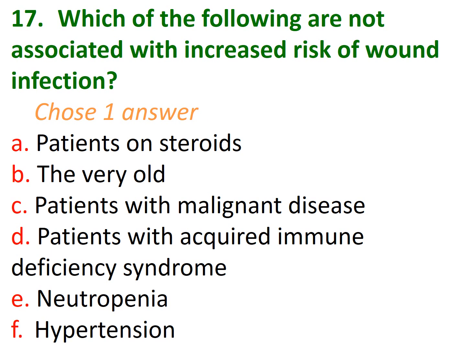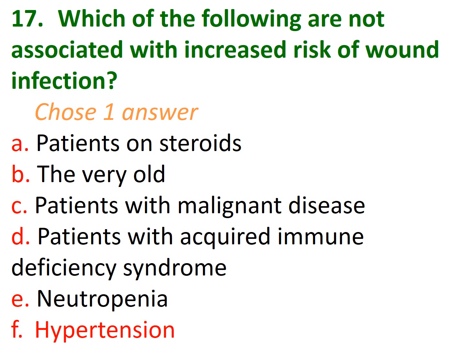Well, there's a whole range of factors which increase people's risk of developing wound infection. And in fact, only one of these answers is not associated with an increased risk of wound infection. Patients on steroids have an increased risk of wound infection because the steroids inhibit the inflammatory response. As people get older, their immune systems don't work as well, and therefore older patients are more prone to wound infection. Patients with malignant disease are more prone to wound infection.